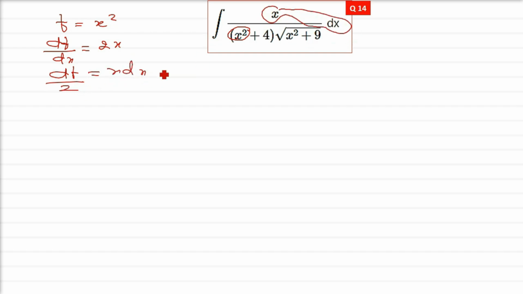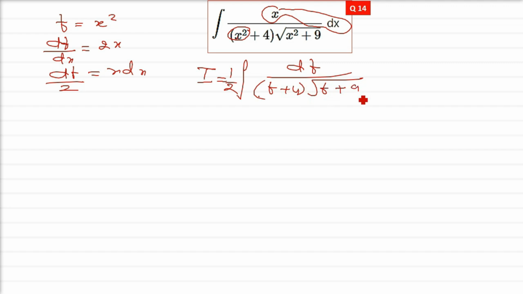Now let's take the replacement. So this I will be equal to, after all these things, dt by 2, 1 by 2 I am taking outside. This will be t plus 4 and this will be under root t plus 9. Now I told you this under root has to be eliminated. So this t plus 9 can be taken as some u square, or you can say just under root t plus 9 can be taken as u or p.